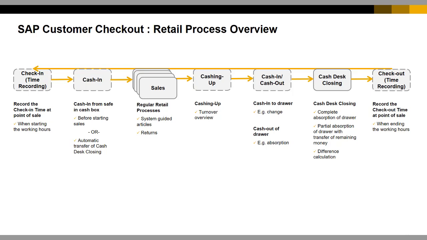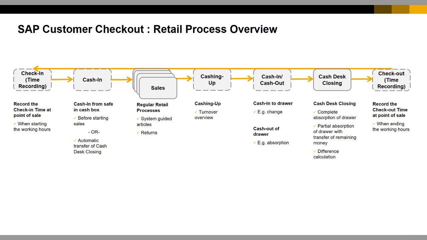After that, he continuously will keep on making sales, sales and sales. In between, he might go to the cashing up screen and he would like to see the balances so that he knows how much money he has in the box for different kinds of currencies. In between, he might withdraw some money from the box to pay for some stationery or petrol or electricity bill.